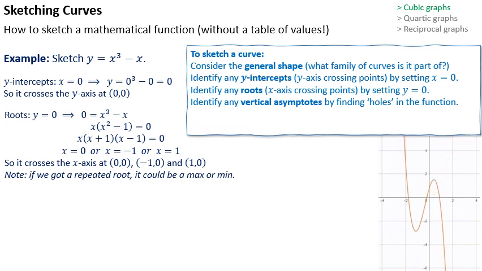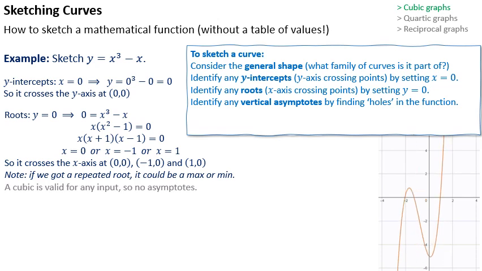But in this case, we've got a cubic equation, and there are no cubics that have any problems of this sort. You can always cube any number, positive, negative, 0, it doesn't matter. You can always cube a number, you can always square a number, you can add or subtract multiples of them. So if you've got a cubic graph, it's going to be well defined everywhere. There are going to be no points where the curve doesn't exist.